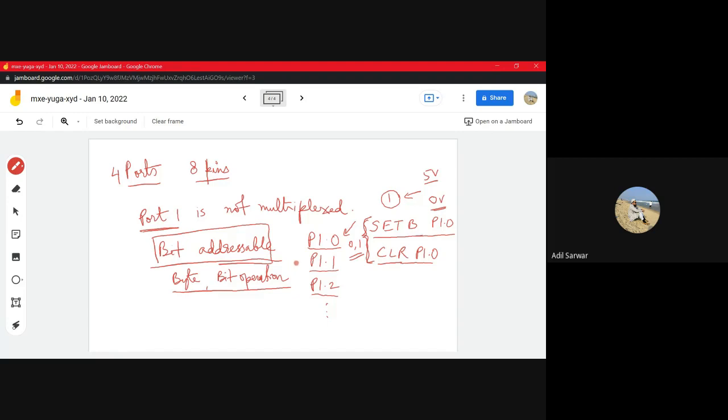Now let's look into some of the multiplexed pins of the ports. Some of the multiplexed pins we have already discussed: the port 0 pins, which carry the address bus and data bus. Now let's see port 3 pins.